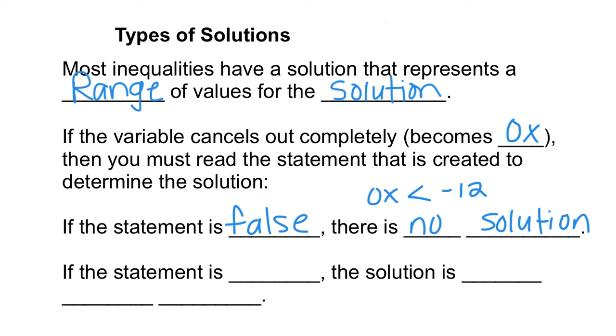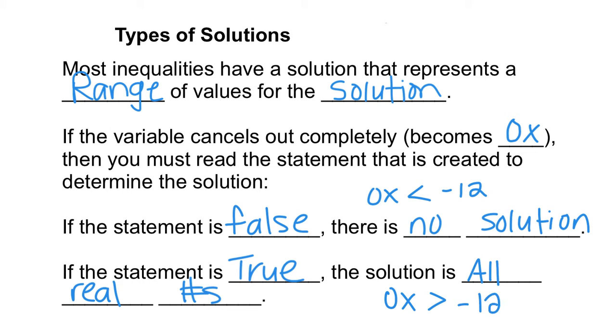Now, if you end up with a true statement, that's the situation where it's like it's infinite, but we don't call it infinite. We call it all real numbers, because that means all numbers could be part of the solution there. So if you had something like 0x is greater than negative 12, well, 0 is always bigger than negative 12. So this would be a true statement, and we would call this all real numbers.